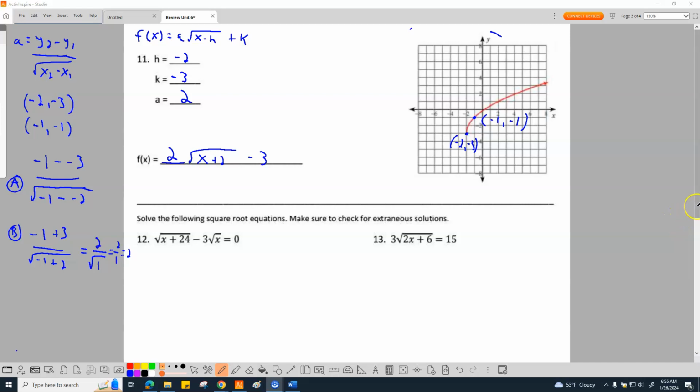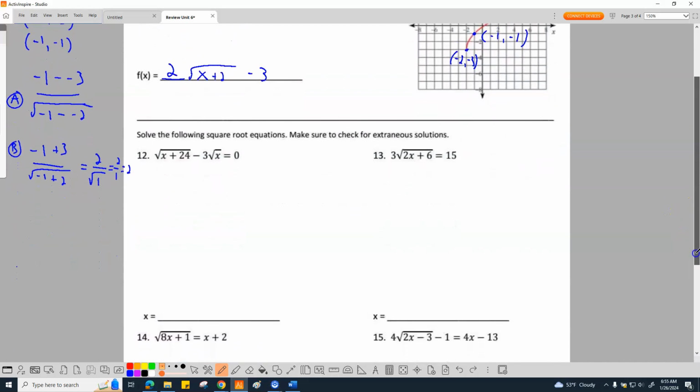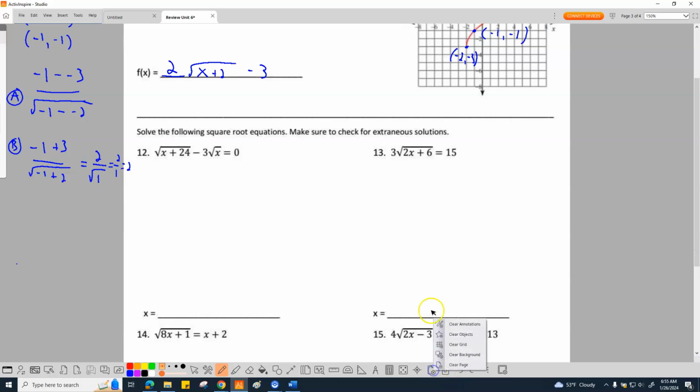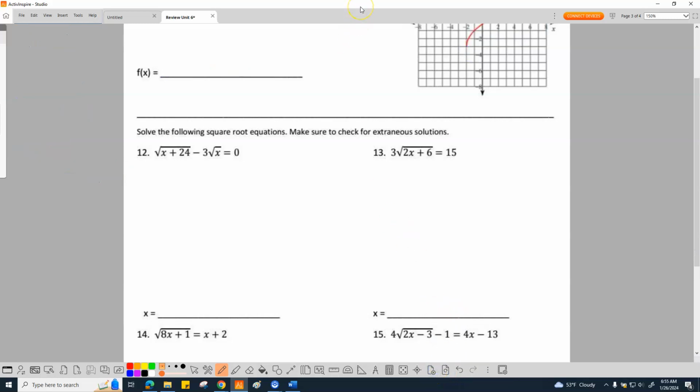Hey, y'all, we're going to pick right up and go to number 12. I'm going to clear all this ugly space out so I have something to work with. Here it goes. Now, we're going to be working on solving square root equations.